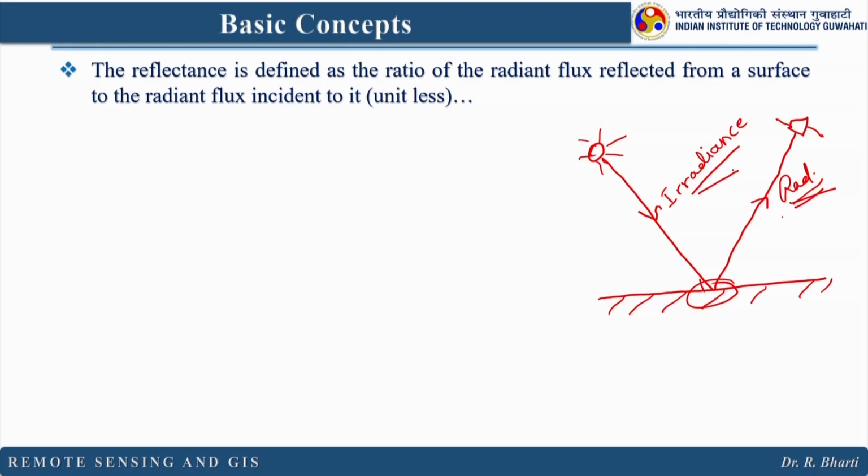So when you calculate reflectance, it is basically radiance by irradiance. Then what will happen to your units? They will get cancelled, and you will have a unitless quantity. For a given target, this reflectance is very important, right. Why? Because reflectance is free from all your illumination conditions and the angles.